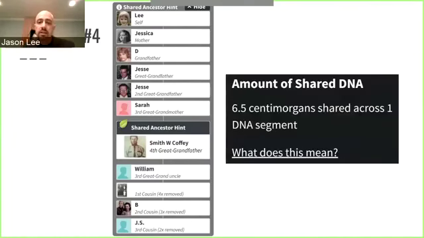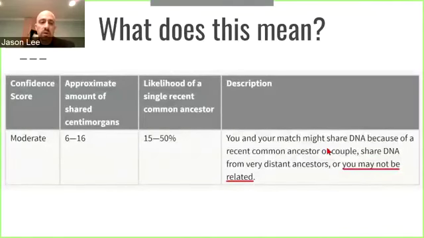In this case, the amount of shared DNA is 6.5 centimorgans. That's a very weak connection. So we should be aware of that before we start to say that we have a DNA connection to bolster the paper trail. If you click on this link that says, "What does this mean?" you get a description of what it means to share 6.5 centimorgans. And the key phrase in this case is "you may not be related."